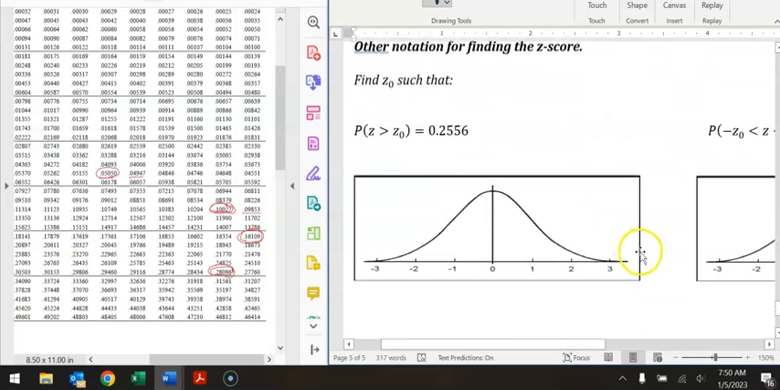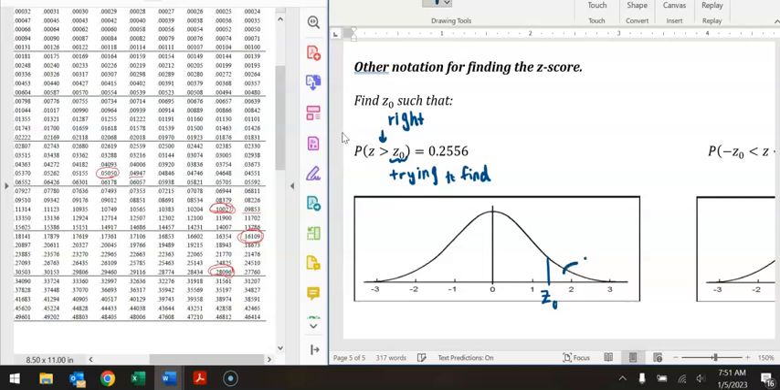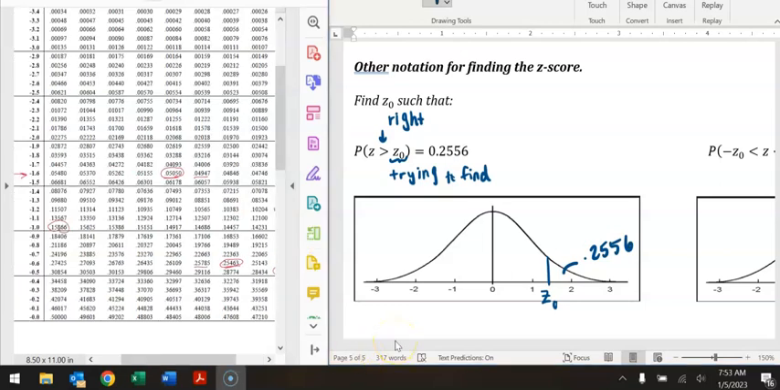Okay, here are just some other ways that you can look at this notation-wise. Okay, so what's the probability that your particular z-score, or the area under that curve to the right of your z-score, is 0.2556. So we're looking to the right, okay, greater than. And this is the one that you're trying to find. Okay, so if the area to the right is under 0.5, that means I know it's going to be somewhere over on the right-hand side. So that's your z. That's the one we're looking for. And this area, 0.2556, that 0.2556 is to the right.